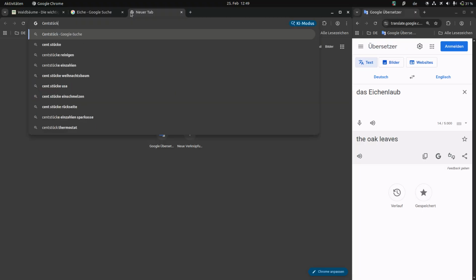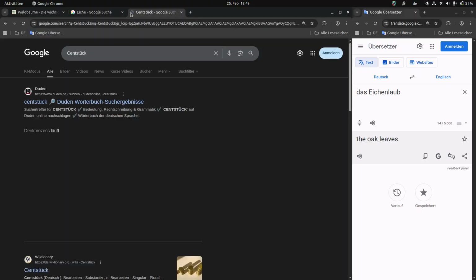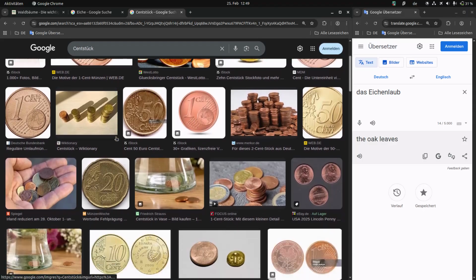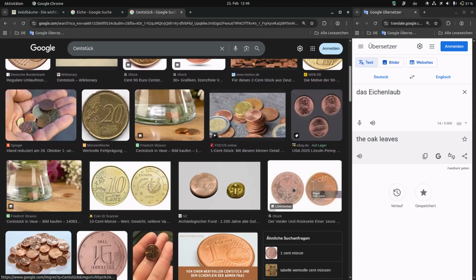Centstück, maybe not, is it only German? I don't know, but I think it's very popular. Yeah, here we have that. This is a cent piece and this is 1 cent. This is with oak leaves on top of it.